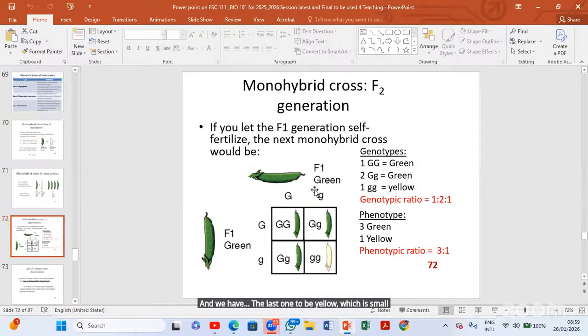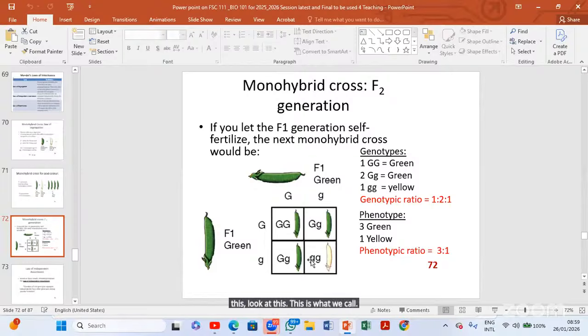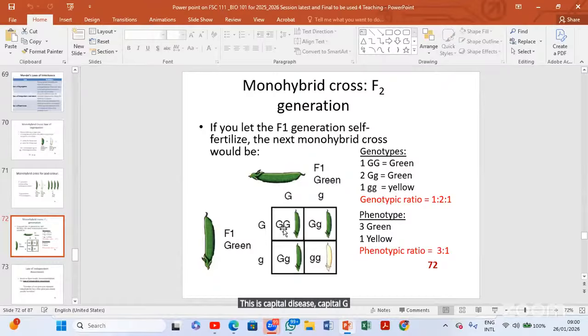When you cross this, look at this. This is what we call the diagram. So when you cross capital G and small g, as you have, this is capital G, this is capital G. You have this. Then when you cross this with capital G, you have this. Then when you come down, you cross this with this, you have this. When you cross small g with small g, we have that. So that gives us the genotype.